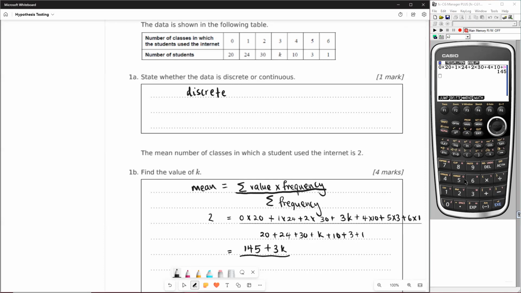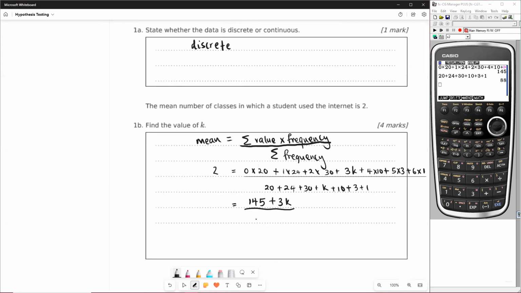And then we add the variable term. We also have to add the frequencies. And again, we are going to have to skip k because k is a variable. Right now, we're not adding variables. So that would be 88 plus k.